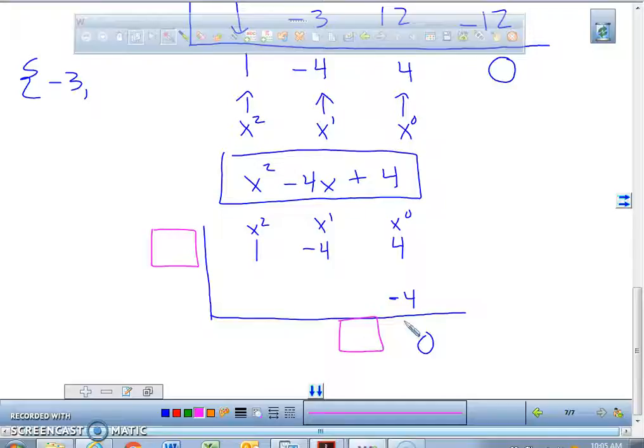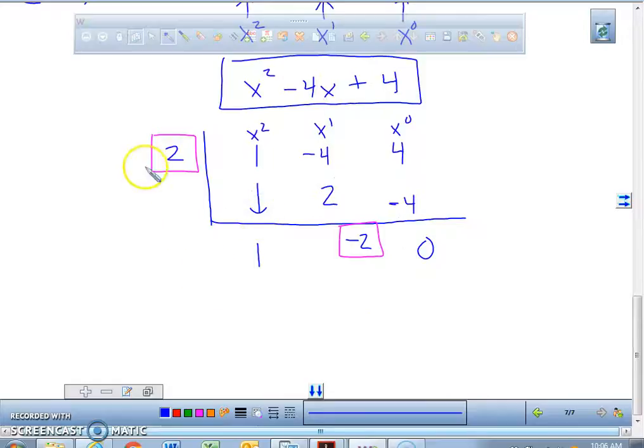I'm just going to make an executive decision right now. Positive 2. We'll do positive 2 right now. We're going to bring the 1 down. 2 times 1 is positive 2. That ends up being a negative 2. 2 times negative 2 is negative 4, and it works. So what's our another root? Our another root is a 2.